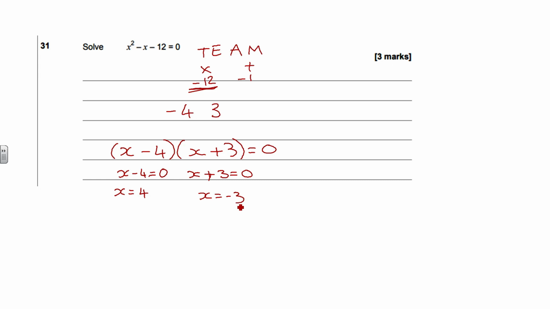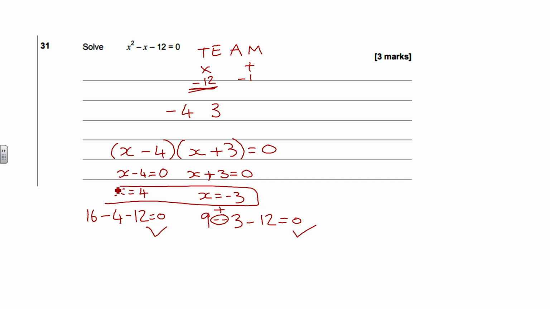So a little check just on these. 4 squared is 16. Take away 4, take away 12. That is 0, yes. Minus 3 squared is plus 9, minus minus 3, minus 12. So when a minus and minus I add on, 9 plus 3 is 12, take 12 is 0, yeah. So that's my solutions. x is 4, x is minus 3.